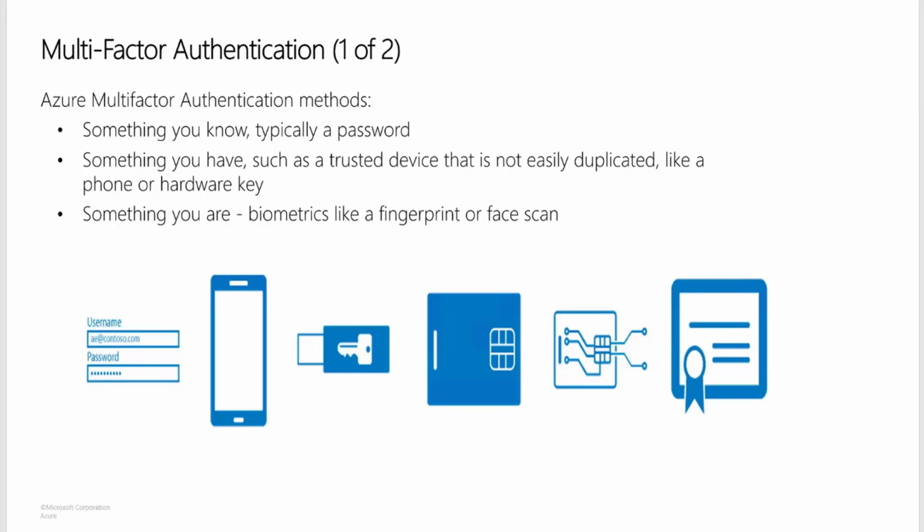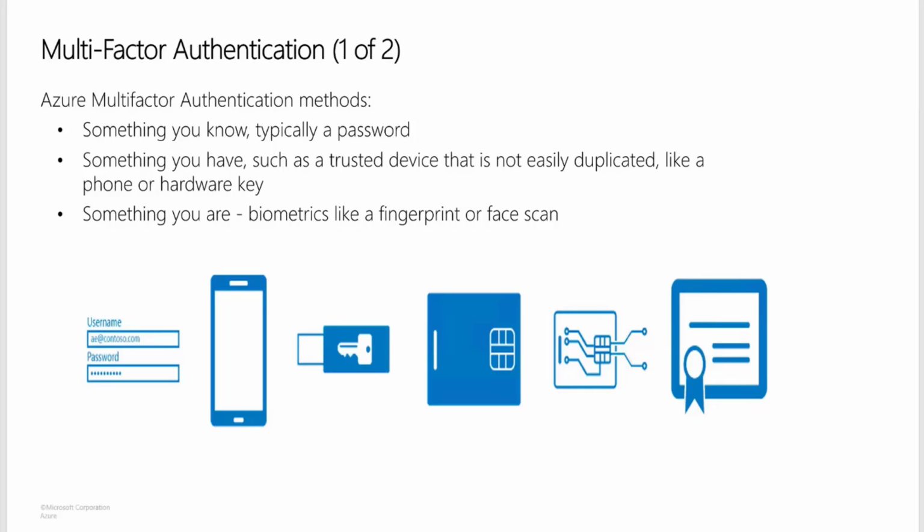So Azure MFA works by requiring two or more authentication methods. Something you know, that's typically a password. Something you have, such as a trusted device that is not easily duplicated, like a phone or a hardware key. Something you are, like biometrics, like a fingerprint or a face scan. So you can have a combination of any two of these.